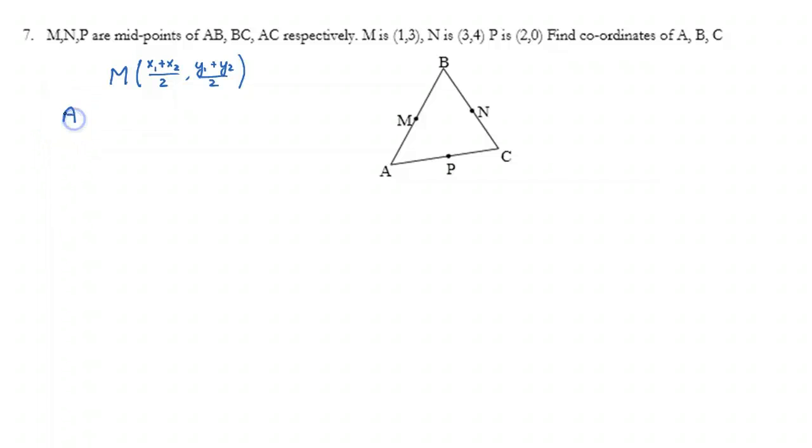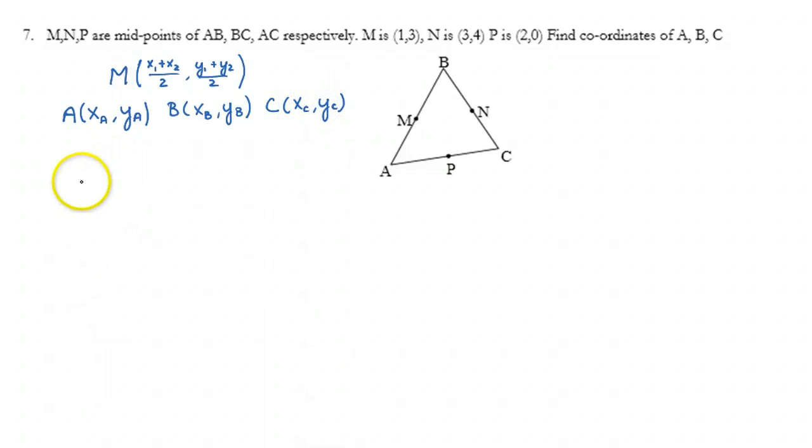So let's take A, B, and C and give them variables so we know what we're talking about. A is going to be xa, ya. B is going to be represented by xb, yb. And C is going to be represented by xc, yc.